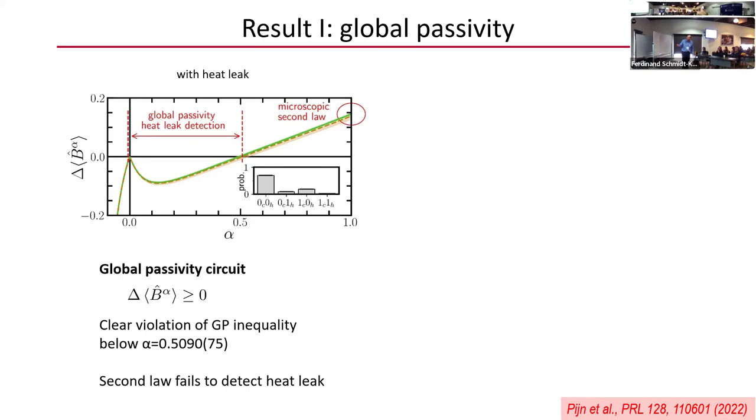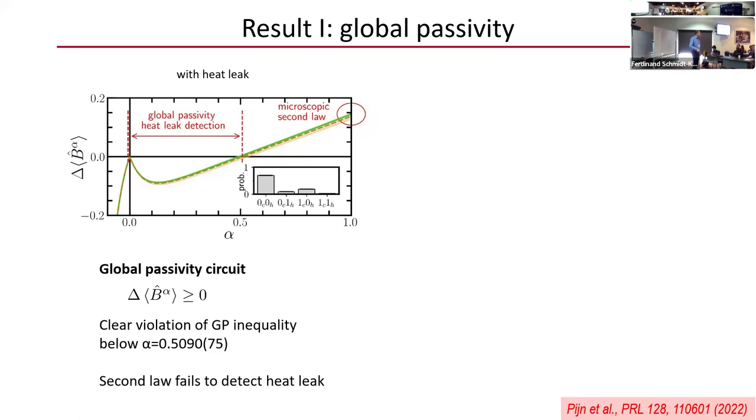And here, this region from 0.509 to zero, we can violate the global passivity inequality. So that is clearly detecting the heat leak more efficiently than the second law, because with the second law you would not detect it. Of course, we have chosen our temperatures such that we cannot detect it with the second law, but we can detect it with Ram law. So this is handcrafted, I tell you, great thing.